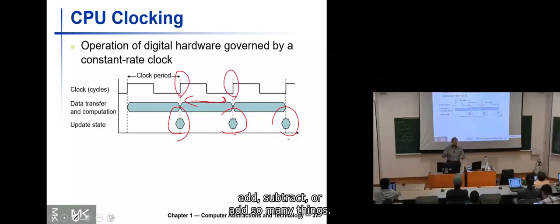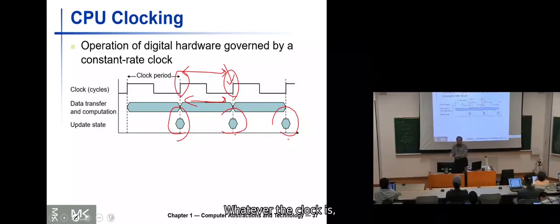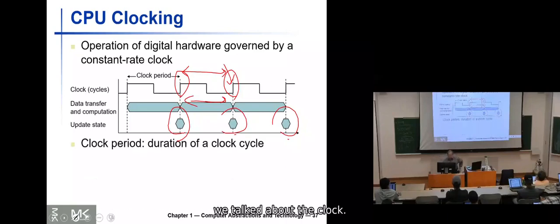And it takes time: add, subtract, or, and so many things. But at the end of this time, the state is going to be updated, so it should be ready by then. This cycle time is a very important factor for the CPU time. Whenever the clock period is longer, it takes more time to run a task. Whenever it is shorter, it means that it is faster.